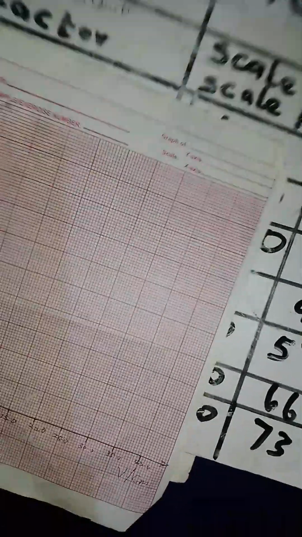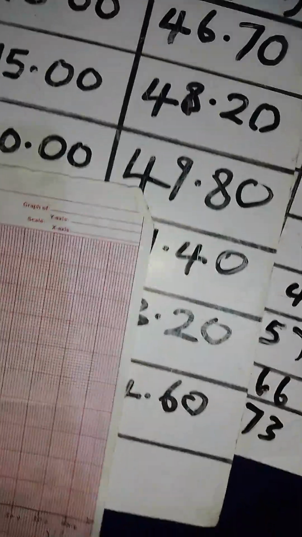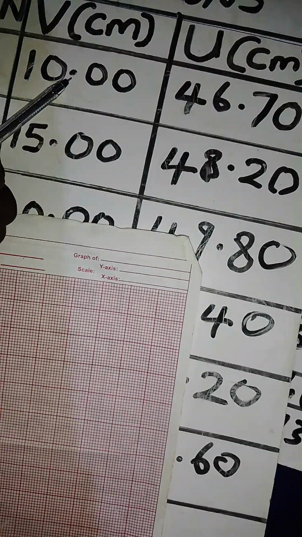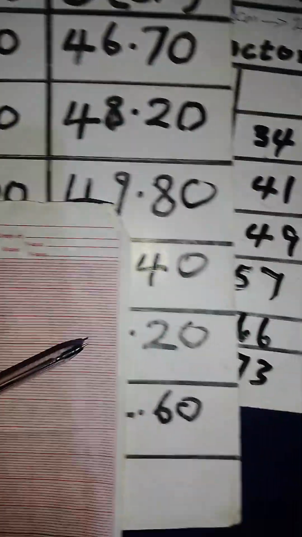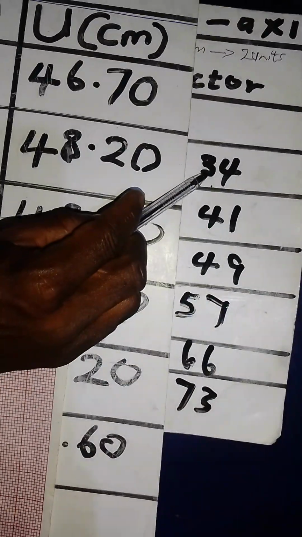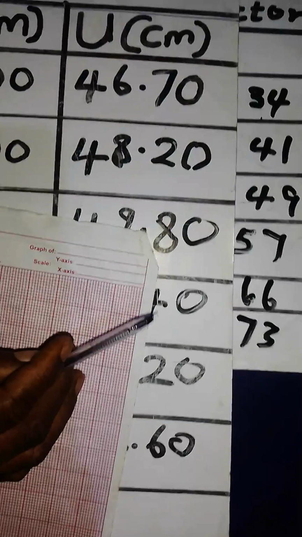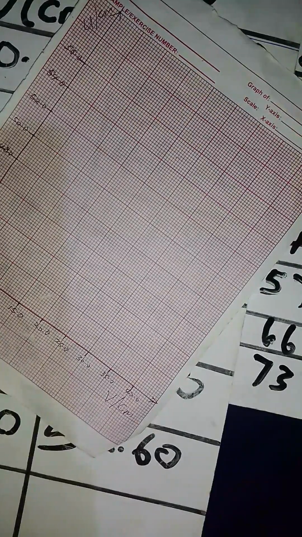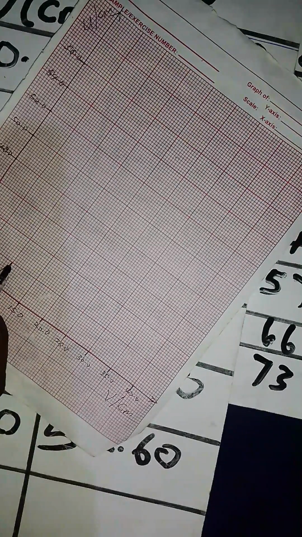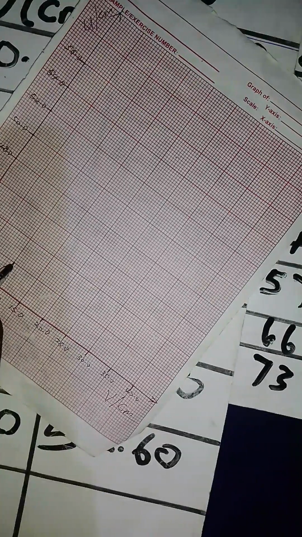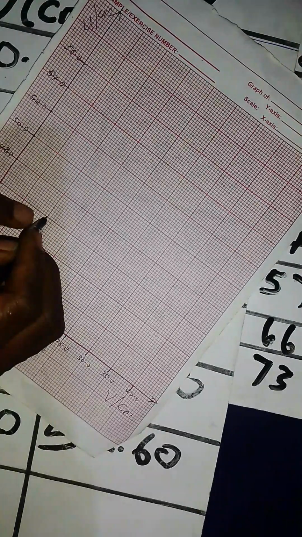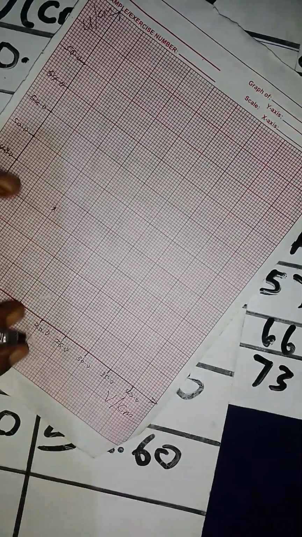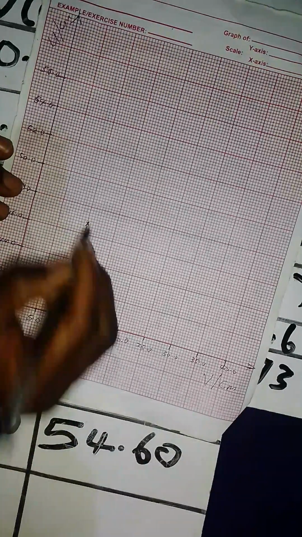So when we have 10, instead of plotting 46.7, we plot 34 units in place of 46.7. So let's go to where we have 10, 34. Count 34: this is 10, 20, 30, then 1, 2, 3, 4. So this is 34. We plot here. This is what we have for the first plot.